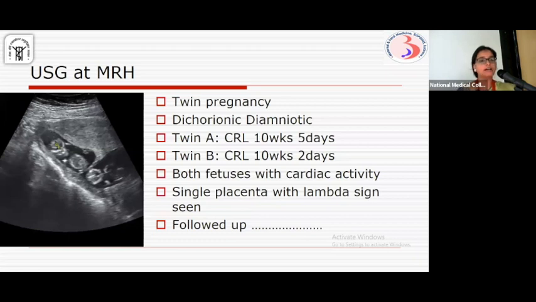Ultrasound done in our department was suggestive of bichorionic diamniotic twin pregnancy, with twin A CRL 10 weeks, 5 days, and twin B CRL 10 weeks, 2 days. Cardiac activity was seen in both fetuses with a single placenta with lambda sign. As we can see, this is showing lambda sign, which is thickened chorionic tissue with the amniotic membranes on the side. This patient followed up in pregnancy and she delivered the babies, and they both are doing well.